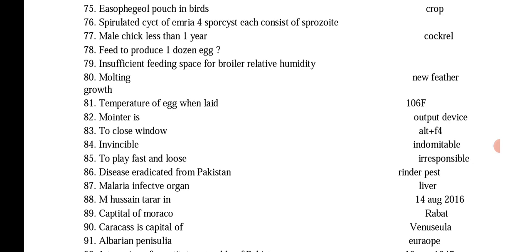Monitor is an output device. To close a window, Alt F4. Alt F4 closes everything. We are in Microsoft Word, Microsoft PowerPoint. Simply press Alt F4, the Microsoft Word file will be closed, PowerPoint will be closed, and we will go to the desktop. Even if we want to shut down the computer, press Alt F4, then it will ask, do you want to shut down this computer? Click OK to shut down.